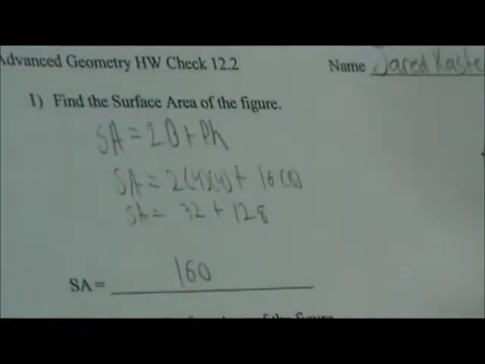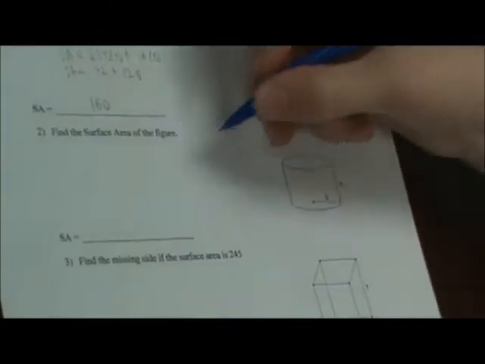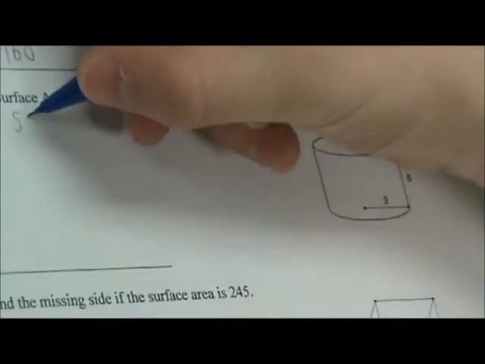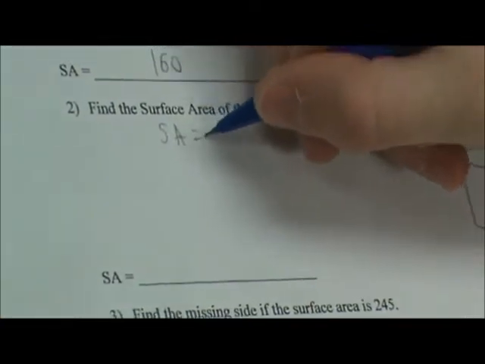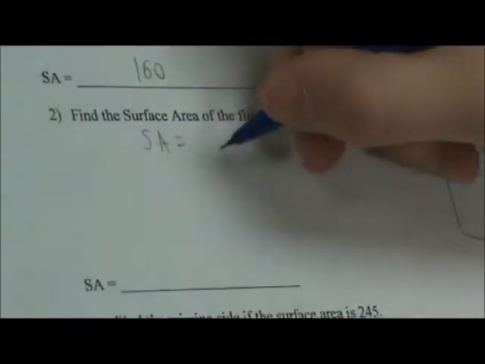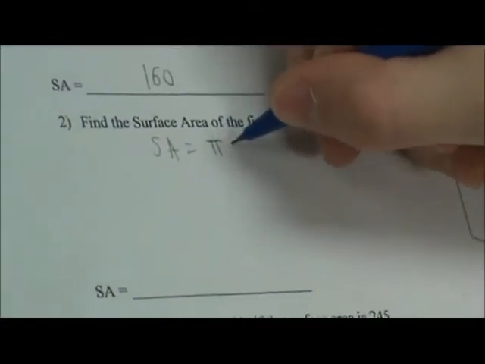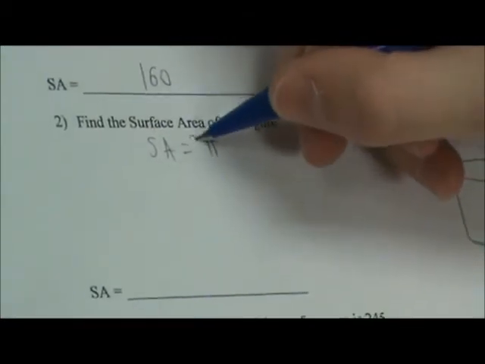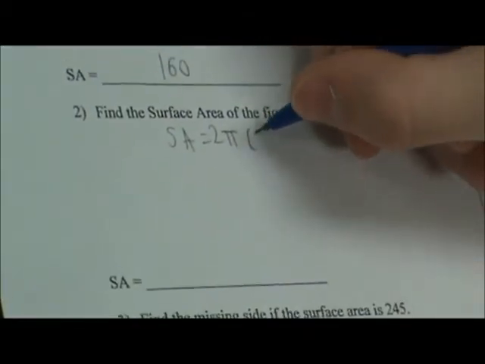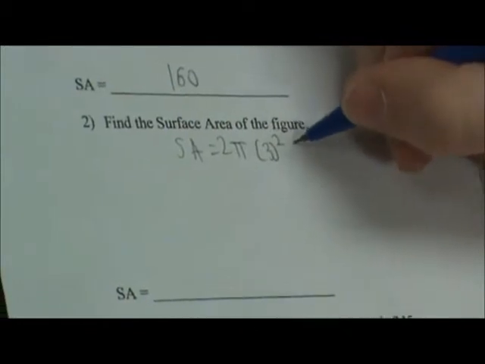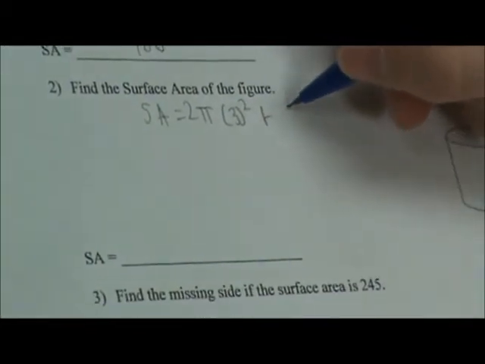Alright, for number 2, same thing, but circles are a little bit different. The base is going to be 2 pi times the radius squared, so that's 2 pi 3 squared. And then plus the circumference, which is the perimeter. So that's 2 pi r, that's 2 pi 3 times 6, which is the height.